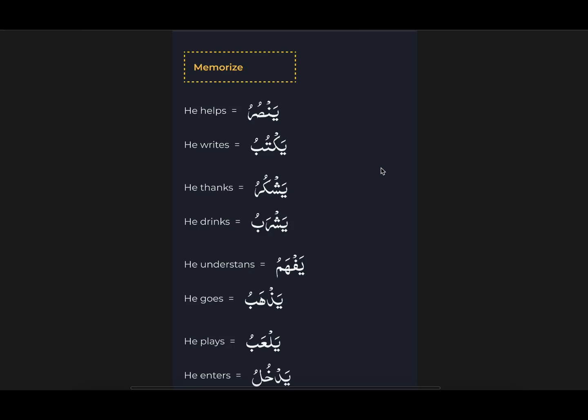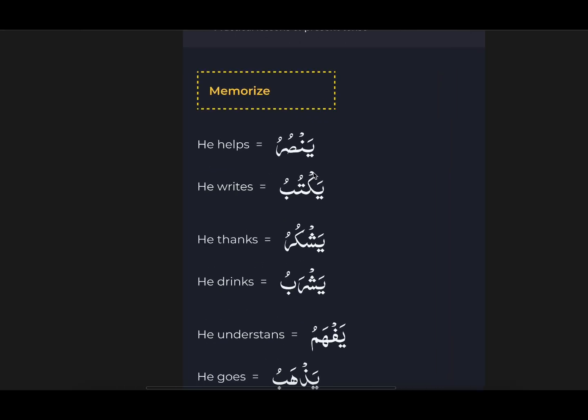Let's go through the examples of present tense. We just memorized the present tense chart in the last lesson, and you have learned yansuru. In the past tense chart, you have learned nasara. Nasara means he helped, and in the present tense chart, you have learned the same word but in present form, which is yansuru. So our first word is yansuru.